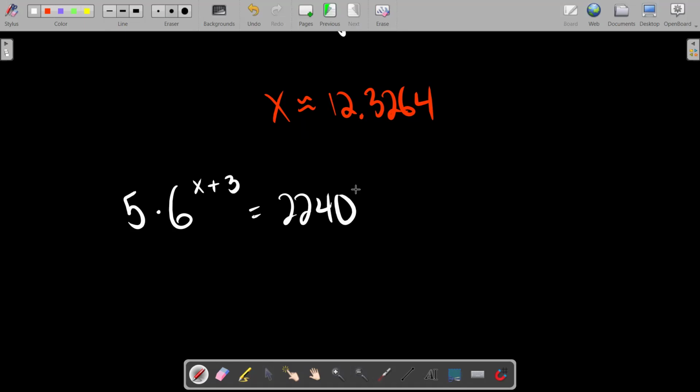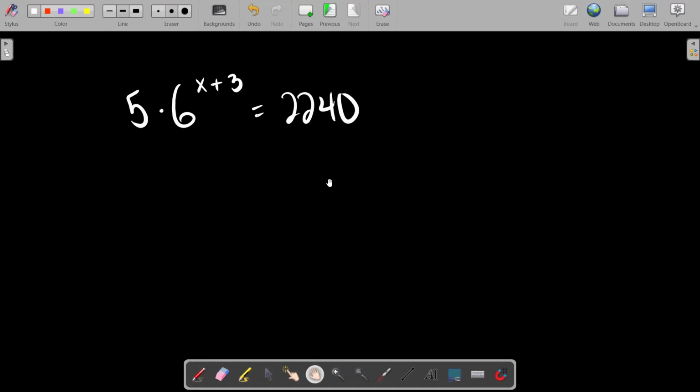Step 1. Divide by 5. Right. The rules of algebra don't change as math gets harder. Algebra remains a reliably consistent, predictable set of tools. So we now have 6 to the power of x plus 3 equals, what is that, 448? Okay, and if you wanted to estimate this, you could, but I leave that up to you. So at this point, next step, what do we do?